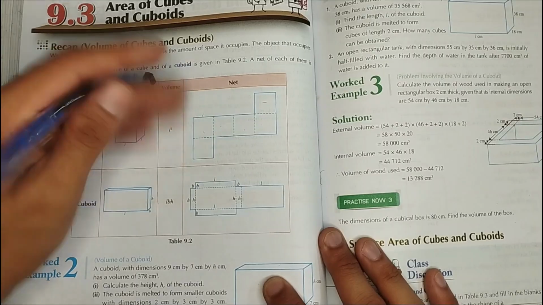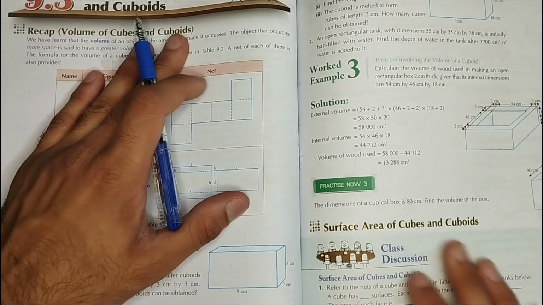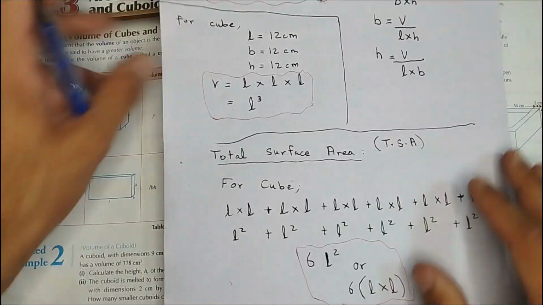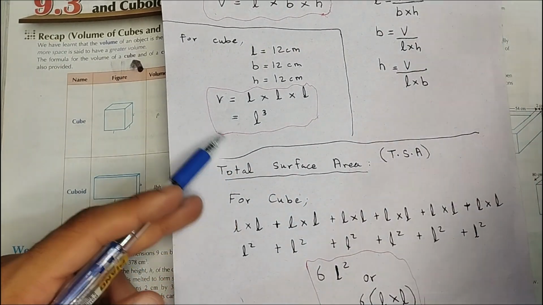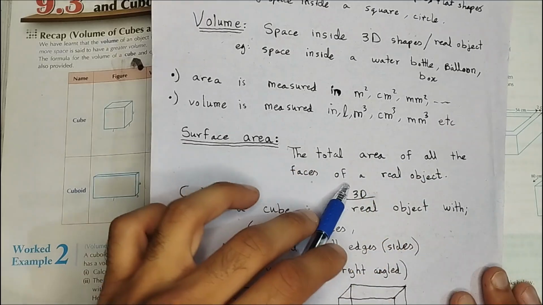We have this net. Why is this important? Basically to understand the formula when we're discussing the total surface area. Total surface area, what did I say about total surface area? Total surface area is the total area of all the faces of a real object.